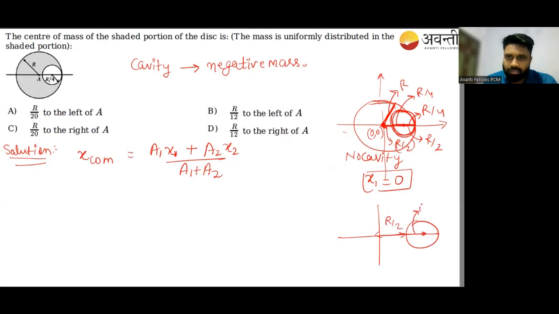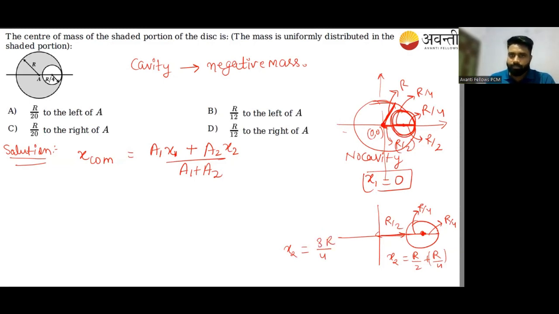This is r by 4 and this is also r by 4. So the center of mass is present at the center of the disk. So it is at r by 2 plus r by 4. So x2 is equal to r by 2 plus r by 4, which, taking 4 as LCM, is 3r by 4. This is the value of x2.